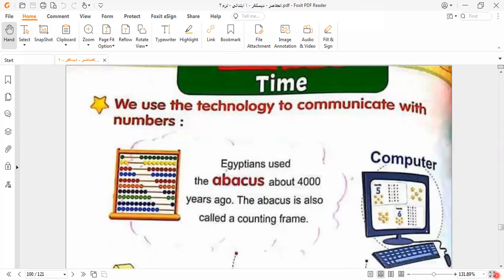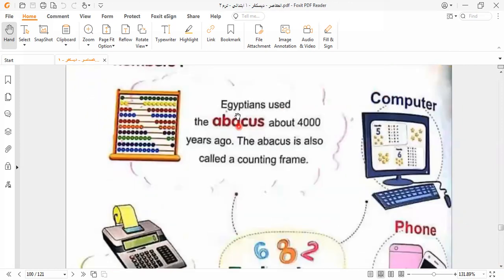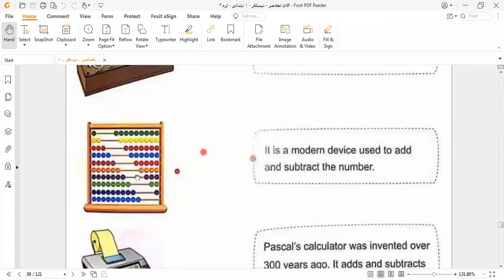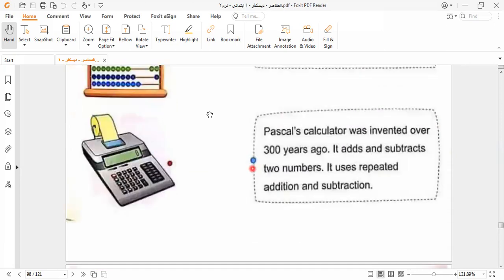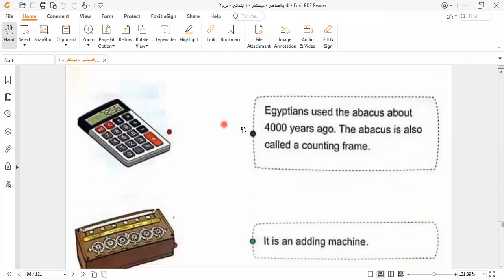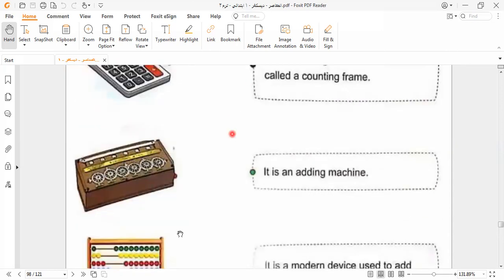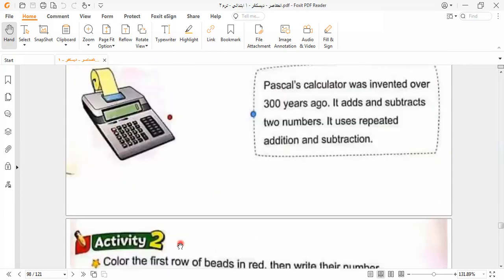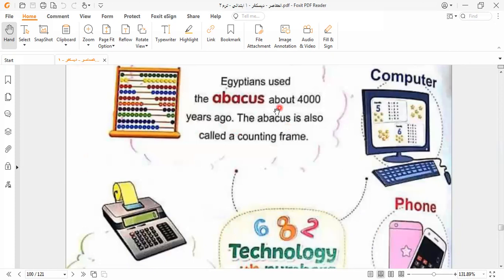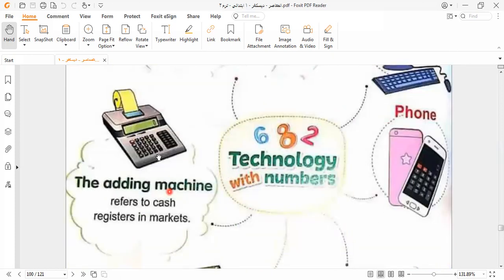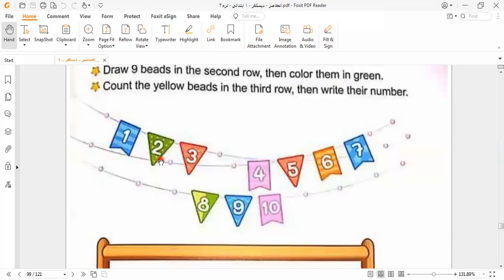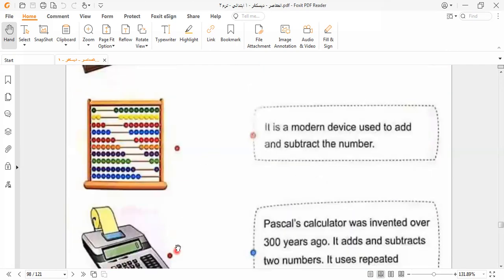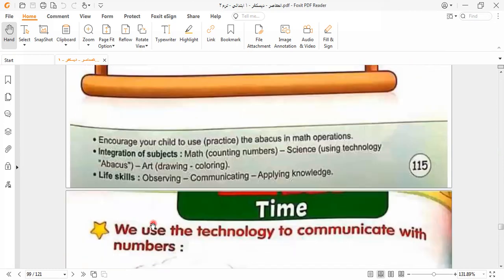Okay, let's go to another item in this chapter. The Egyptians used the abacus, as we told before. This is the abacus. It was used about 4,000 years ago. The abacus is also called a counting frame. This is an adding machine, but it's not like the modern machine. It's older than the modern one.